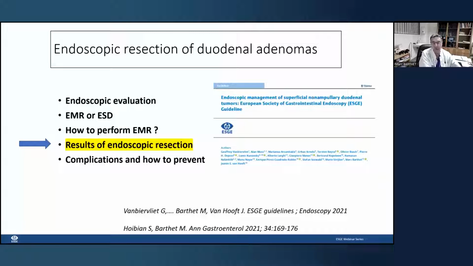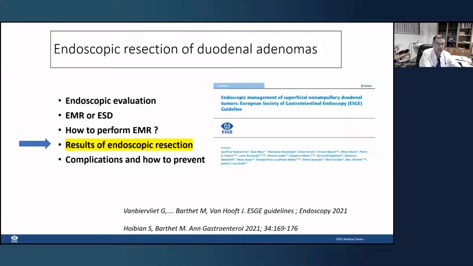And as it is expert and literature recommendations, I just want to speak about our own series published just after the ESGE guidelines about the result of endoscopic resection of duodenal adenomas. It's not speaking about ampullary tumors, like in the paper presented by Andreas, but it's only about duodenal adenomas.